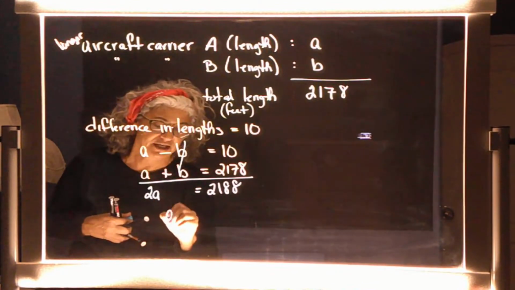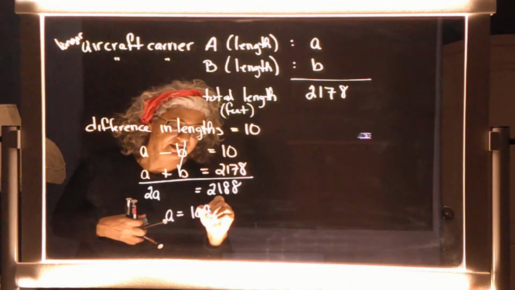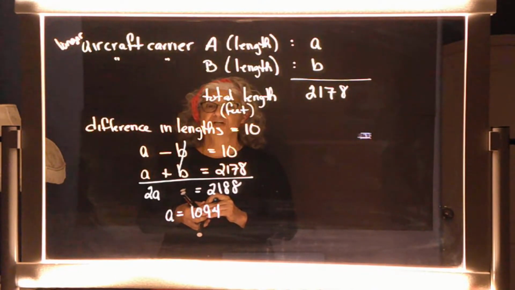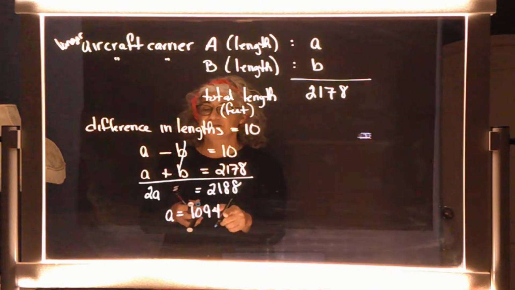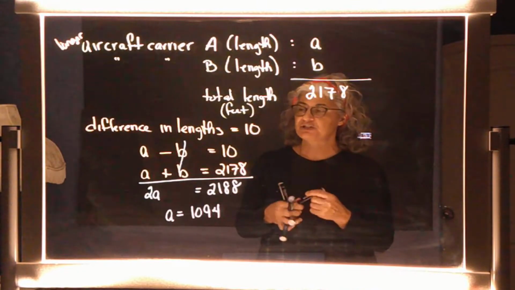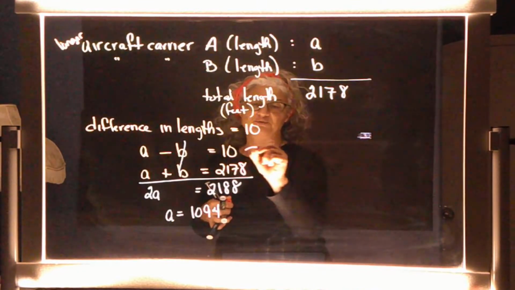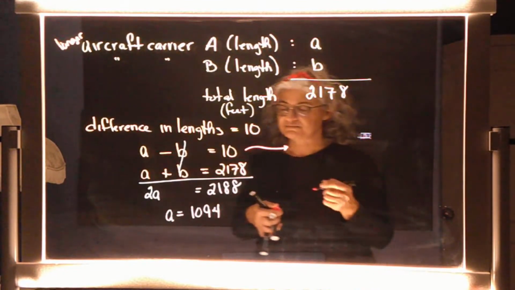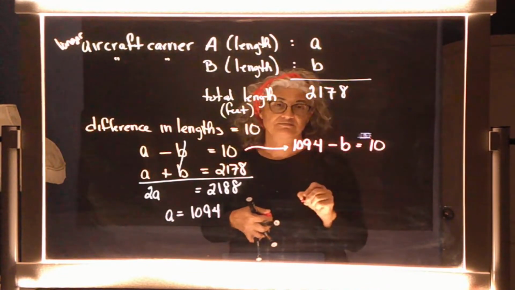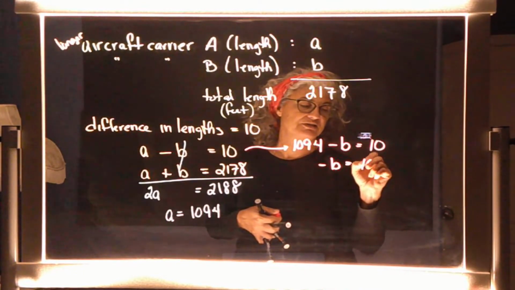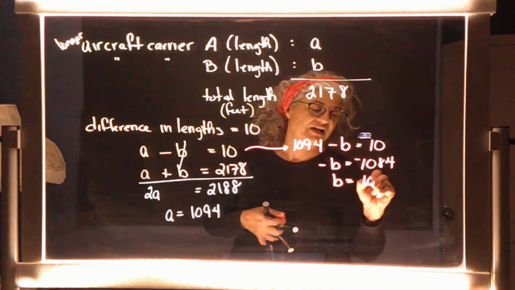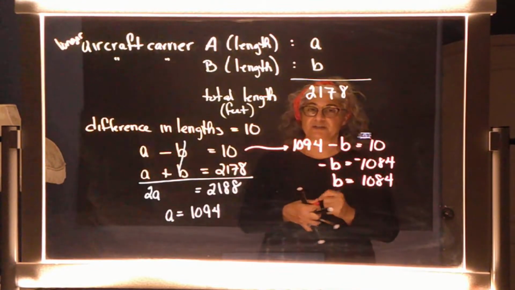Agreed? And then all we have to do is divide, and we get 1,094, don't we? Okay. So A is 1,094. I still need to find B, don't I? So I can use one of those equations, and it doesn't matter which equation I use. Let's just use the first one. Why? Because it's a smaller number, that's all. So I have 1,094 minus B equals 10. Solving for B, I'm going to subtract the 1,094 from both sides, which gives me a -1,084, and then divide or multiply by a -1, and I get B is 1,084.